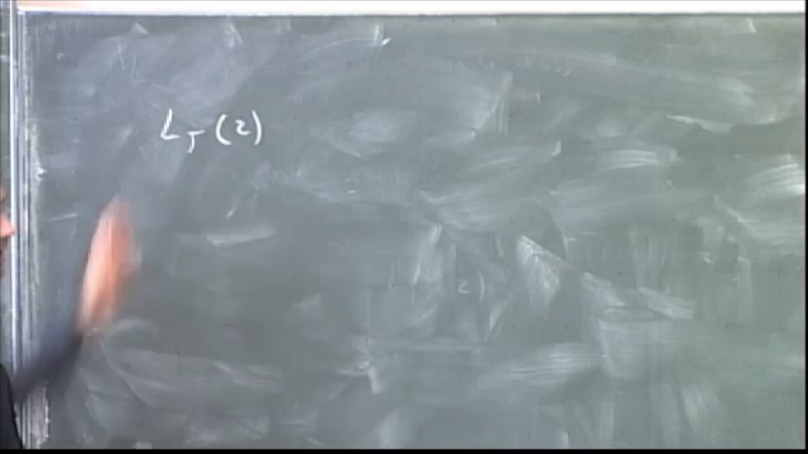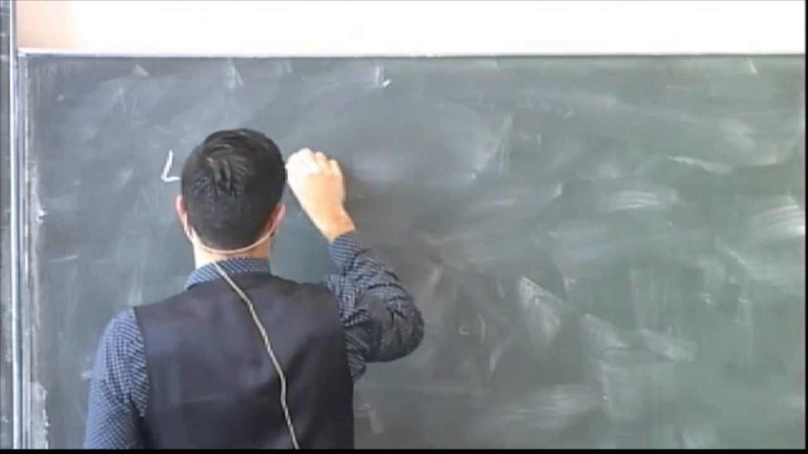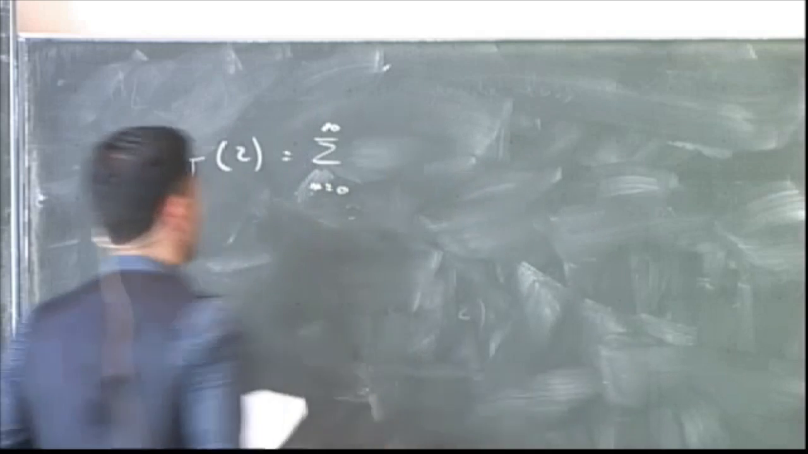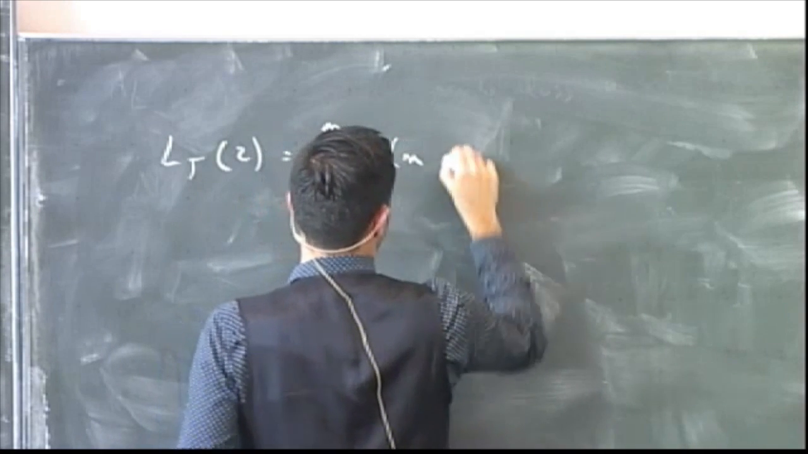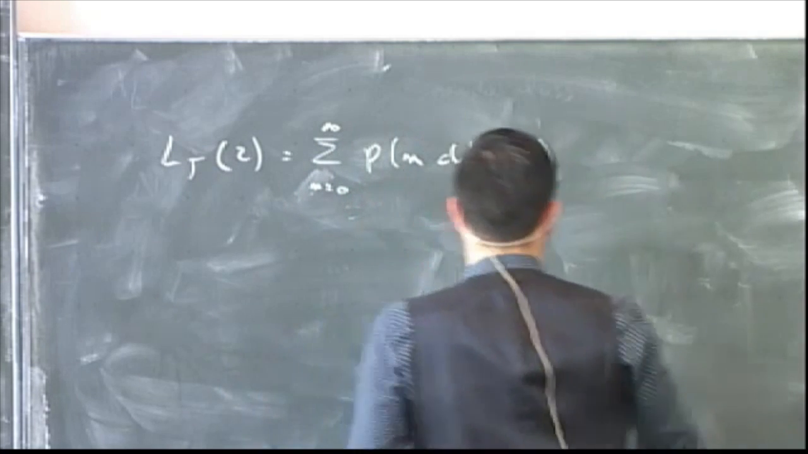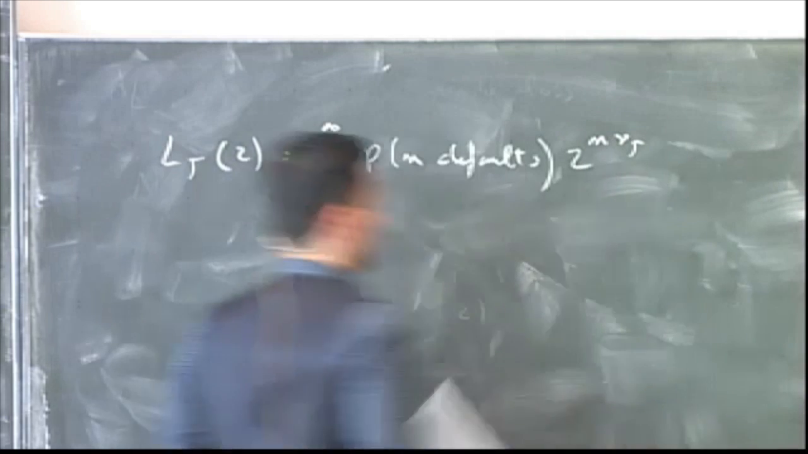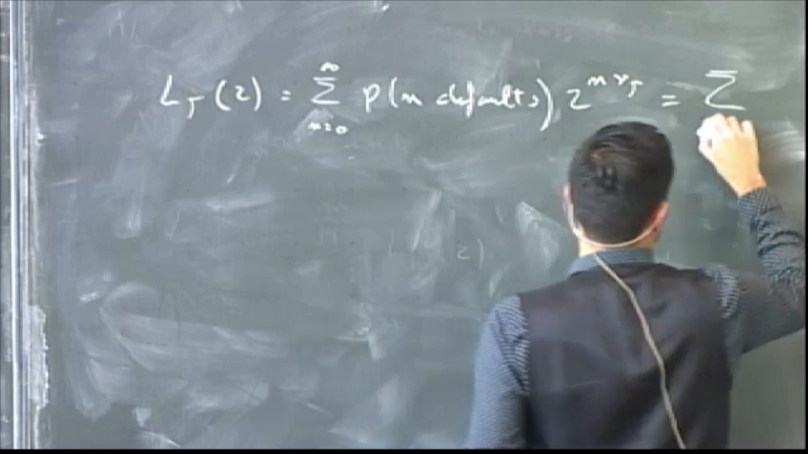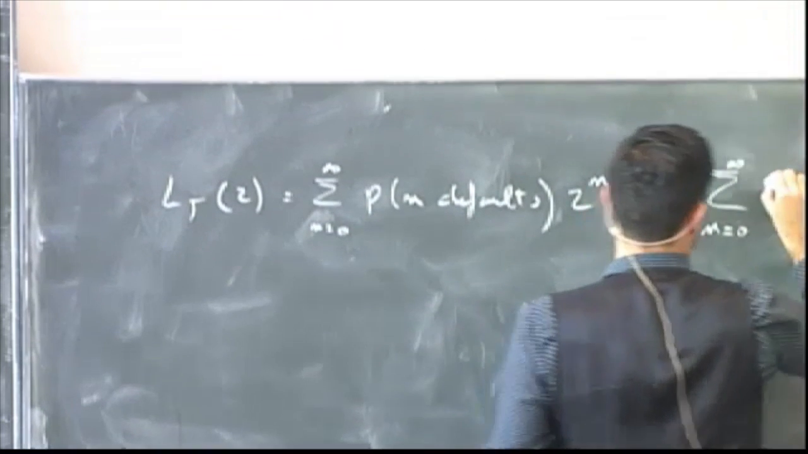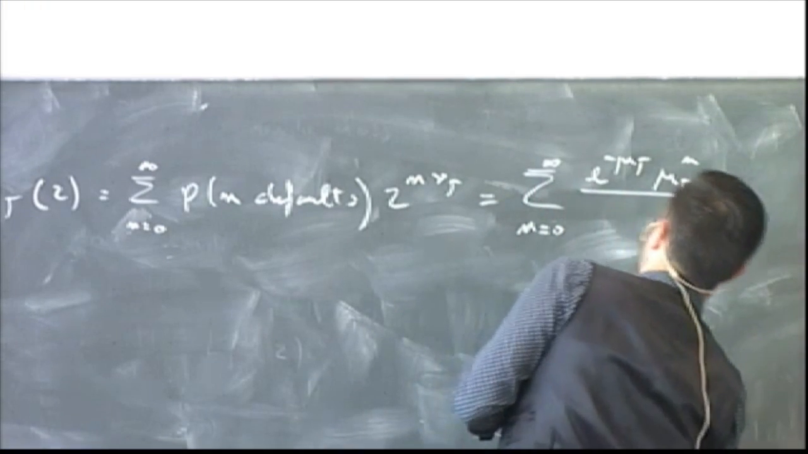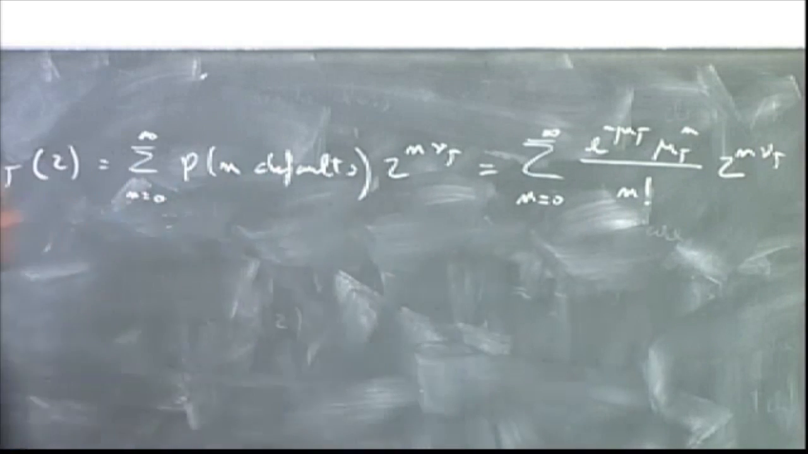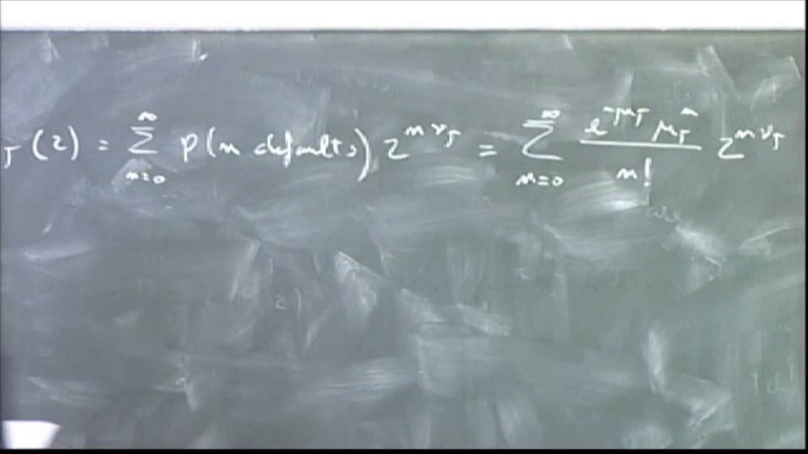essentially what you get is that this object is equal to the sum for n from 0 to infinity of the probability of having n defaults, z^n μ_j. And this, using the consideration we have seen before, is essentially the sum of what? Of e to the minus μ_j, μ_j to the power of n, and the denominator n factorial, and here you have z^n μ_j. So it's just an adaptation of what we have seen so far.